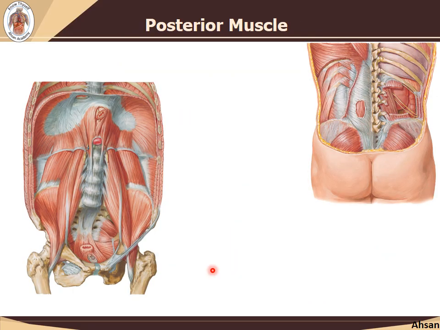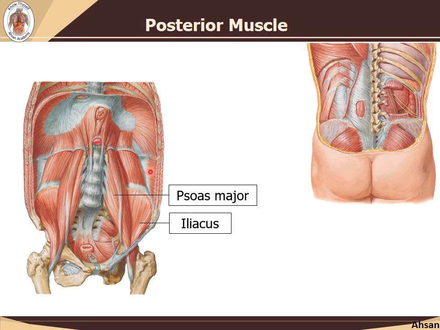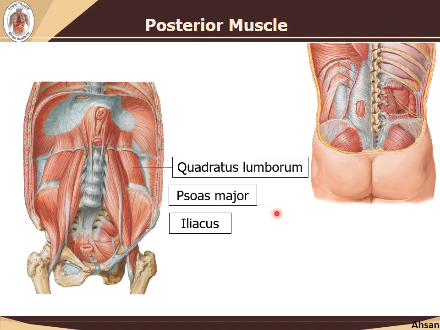In the posterior wall, we will discuss these three muscles here. This one is the psoas major muscle. On it there is a small muscle, often considered part of the psoas major, but sometimes labeled the psoas minor muscle. This is the iliacus muscle, and above the iliac crest, this is the quadratus lumborum. So these three will be considered the muscles of the posterior abdominal wall.